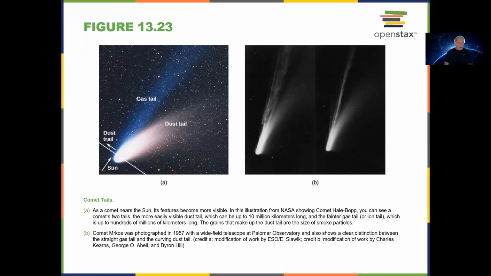The comet Mrkos was filmed in 1957 with a wide-field telescope, and it also shows a clear distinction between the straight gas tail and the curving dust tail.